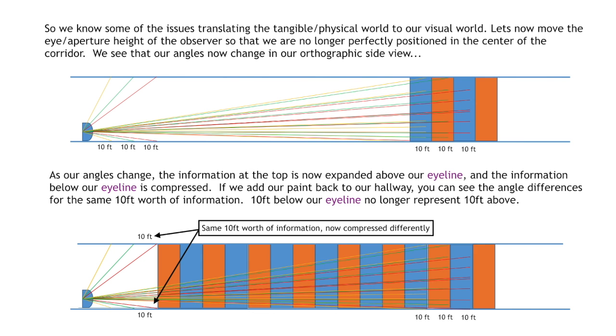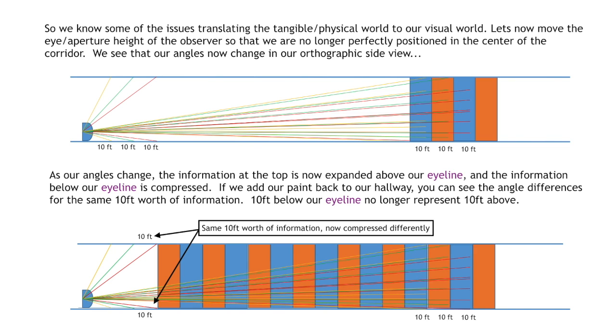So we know some of the issues now translating the tangible physical world to our visual world. Let's now move the eye or aperture height of the observer so that we are no longer perfectly positioned in the center of the corridor. And we see that our angles now change in our orthographic side view. So our lens is now moved lower to the ground, and you can see that the angles coming off the same exact objects or paint along the walls are now differentially compressed.